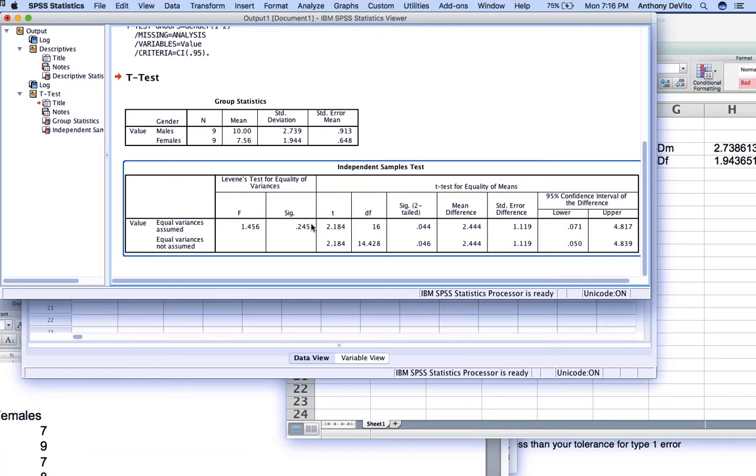What was the null hypothesis? That the two variances were equal. And which row is that? That's the top row. If that significance is less than 0.05, we go with the bottom row. If it's more than 0.05, we go with the top row.